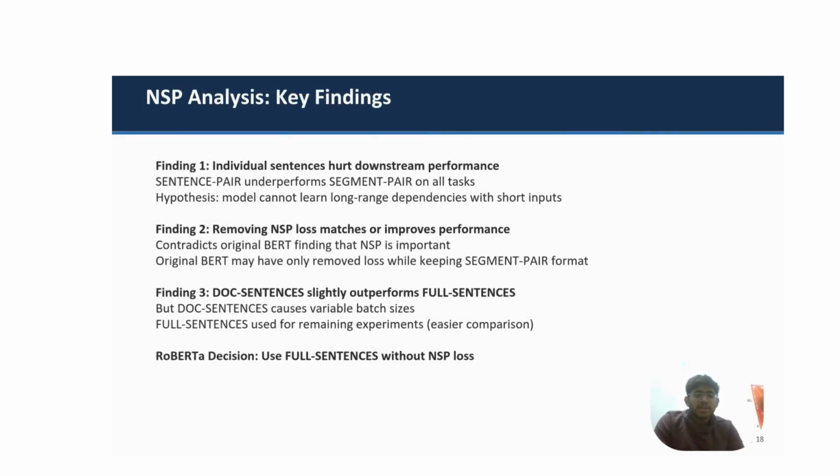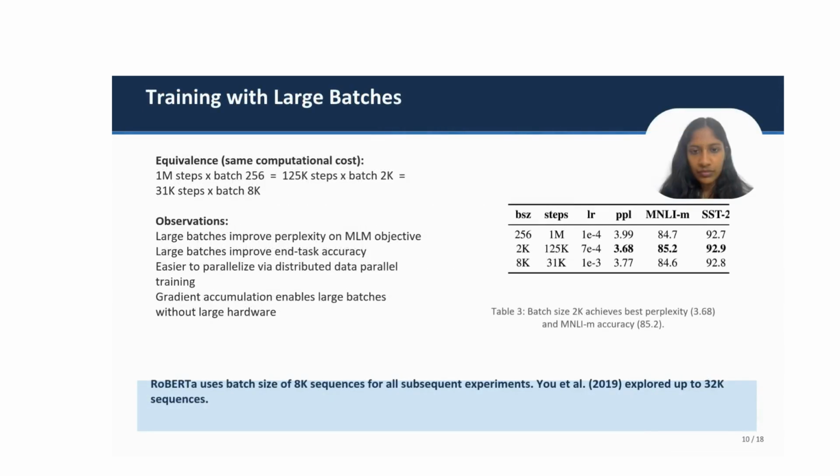Now let's see the NSP analysis. The analysis of NSP provides several key insights. First, using individual sentences reduces performance because the model cannot learn long-range dependencies. Second, removing NSP does not hurt performance, which contradicts earlier assumptions. Third, using full sentences allows the model to capture richer context. These findings led to the decision to completely eliminate NSP from RoBERTa's training process.